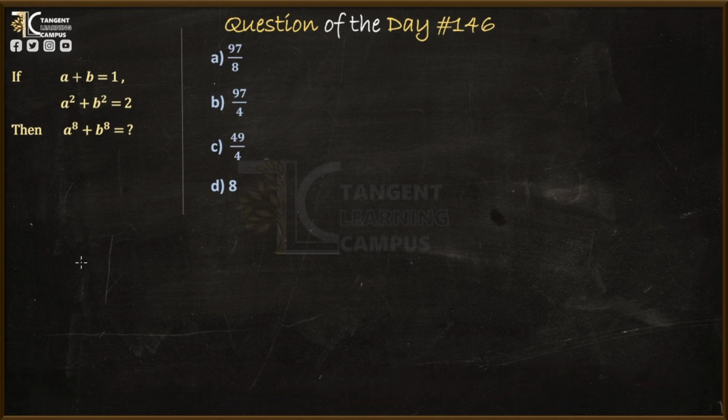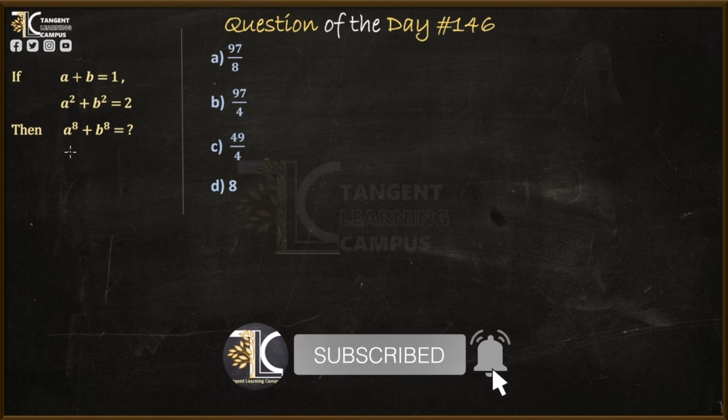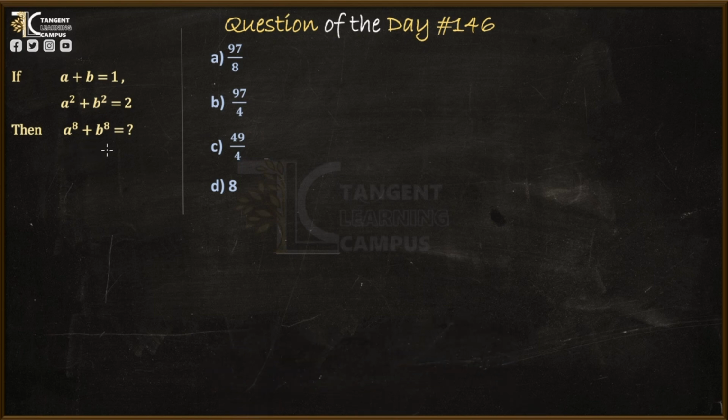So let's check out the given question. If a plus b is equal to 1 and a square plus b square is equal to 2, then a to the power 8 plus b to the power 8 is equal to what? So basically here we have to find a to the power 8 plus b to the power 8. What is the value of this particular expression? So let us start with the solution.